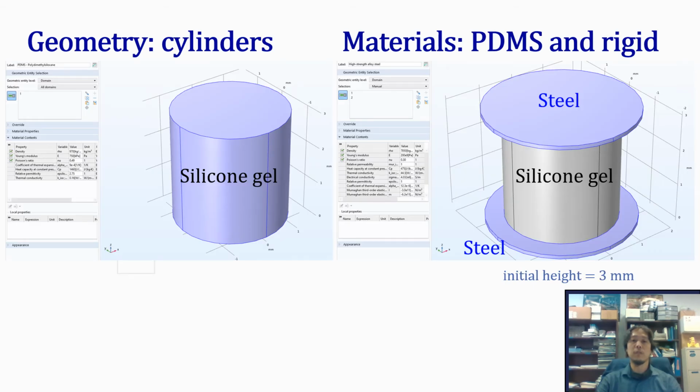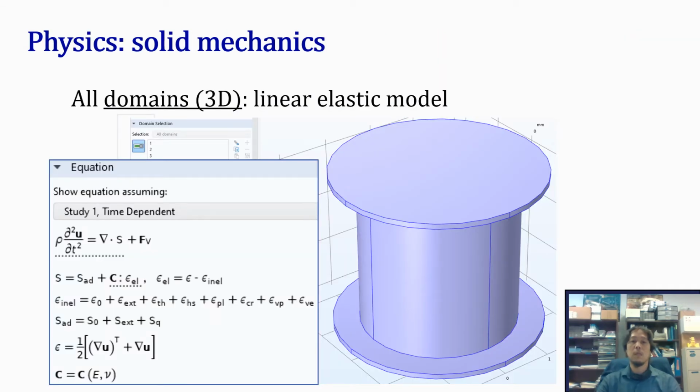In the gel compression simulation, the gel and flat plates were created as cylinders in geometry with a height of the gel as 3 millimeters and then assigned with respective materials, silicone or PDMS for the gel, and steel for the flat plates. A linear elastic model with a second order partial differential equation, where U is the displacement vector that is solved, is applied to all the three domains.